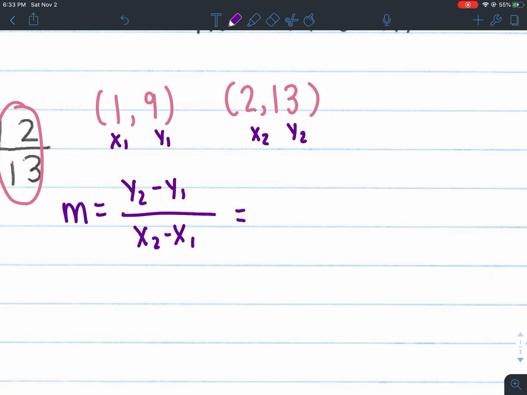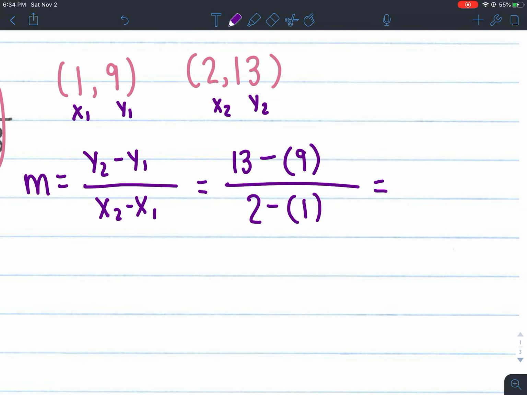Okay, so I'm going to go ahead and follow my formula. So that's going to be 13 minus 9 over 2 minus 1. Okay, and then I'm going to simplify this. So 13 minus 9 is going to give me 4, and 2 minus 1 is going to give me 1. So that means that my slope is 4.